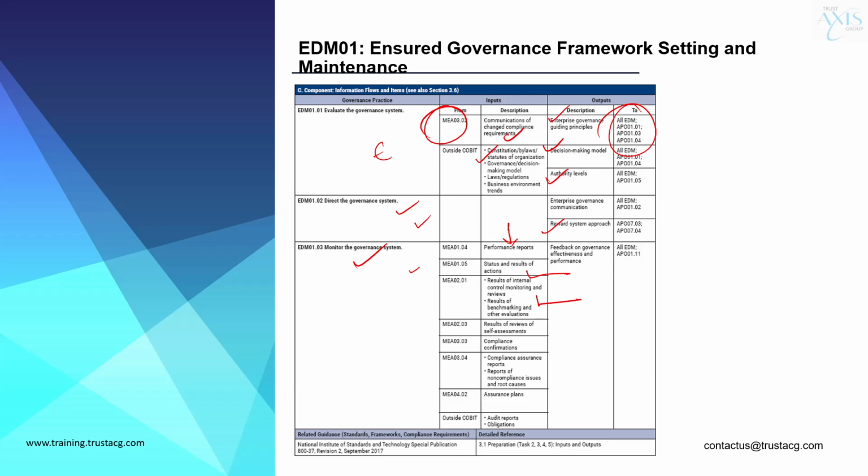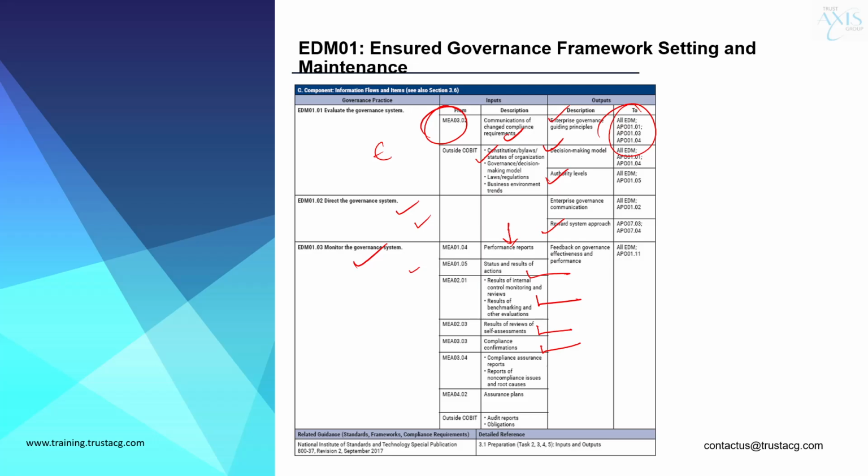You will require results and internal control monitoring, as well as benchmarking and evaluations, giving valuable insights into the maturity of your performance of the governance systems. You will need the result of your self assessments, enabling governance bodies to evaluate their own effectiveness. You will require compliance confirmations from external assessors, ensuring that the organizations remain within the legal and regulatory guardrails that have been defined.